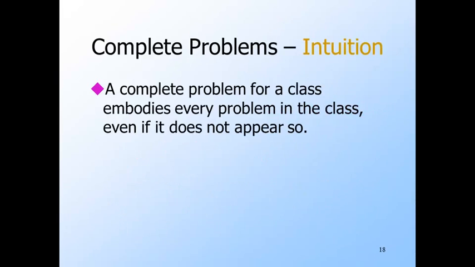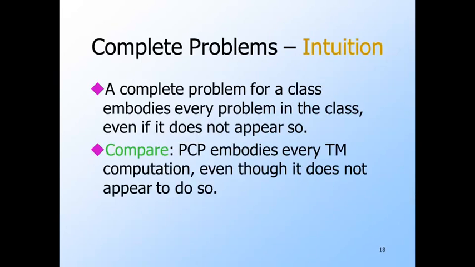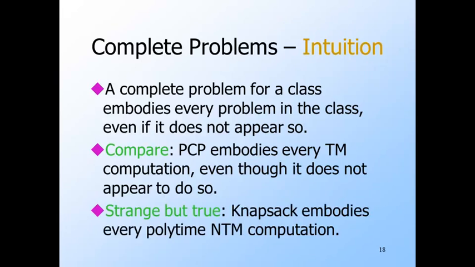Intuitively, a complete problem for a class embodies, in some sense, every problem in the class. For example, post-correspondence problem embodies every Turing machine, even though it is hard to see PCP as involving computation. It seems to be about concatenating strings in constrained ways. So it might surprise you to know that each NP-complete problem, such as knapsack, embodies all non-deterministic polynomial time computation, even though the knapsack problem seems to be about anything but computation.